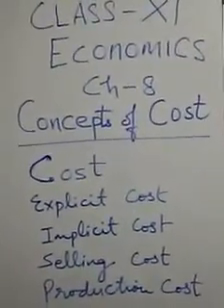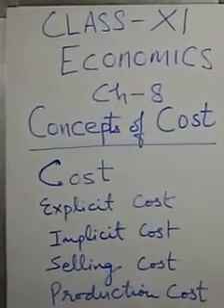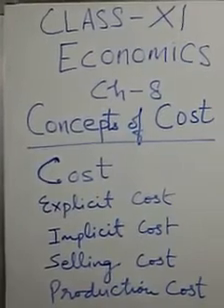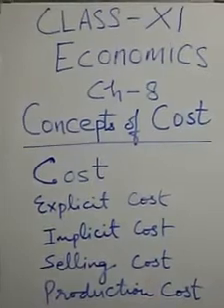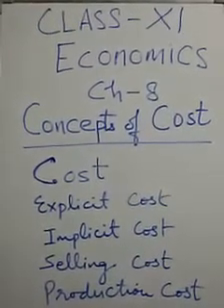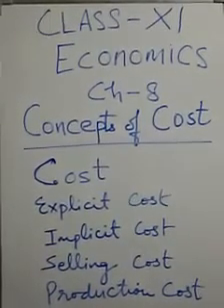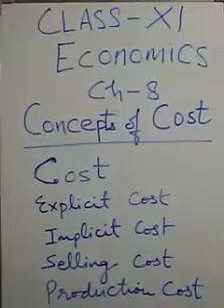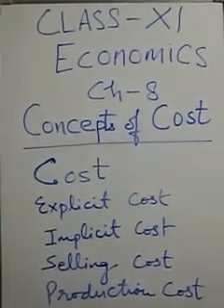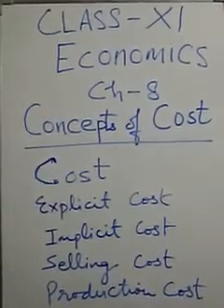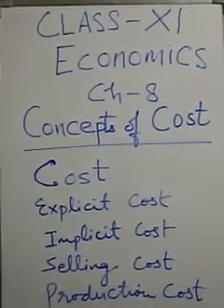Today we are starting a new chapter of class 11th economics, that is the concept of cost. In this chapter we are going to learn the concept of cost, short run cost of production, fixed and variable cost, behavior of fixed cost, variable cost and total cost, average cost, fixed and variable component of average cost, marginal cost, estimation and behavior of marginal cost, relationship between average, marginal and total cost. But first of all, we want to study the concept of cost.